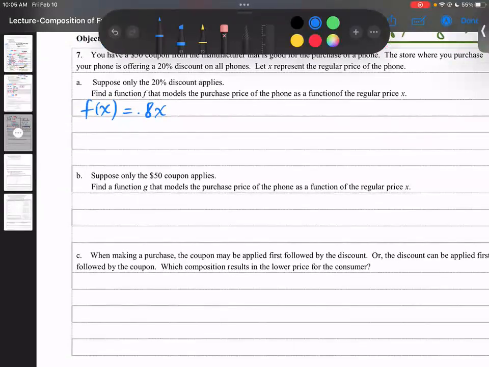All right, part B. Suppose only the $50 coupon applies. What is my new function now? Let me call that g. x minus 50, right? Whatever the phone costs, subtract 50.